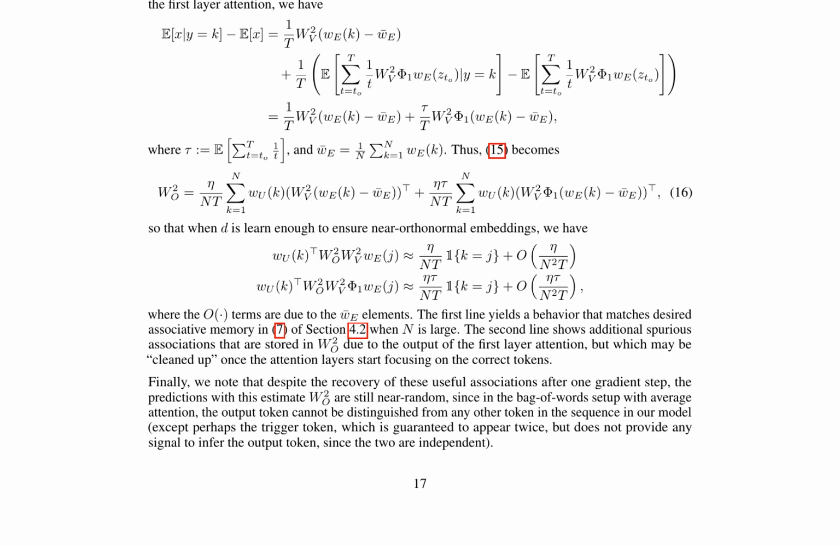This update rule can be simplified by assuming near orthonormal embeddings, which leads to a behavior that matches the desired associative memory. However, this update rule also introduces spurious associations due to the output of the first layer attention, which may be cleaned up once the attention layers start focusing on the correct tokens. Despite the recovery of useful associations, the predictions with this estimate W20 are still near random due to the bag of words setup with average attention.